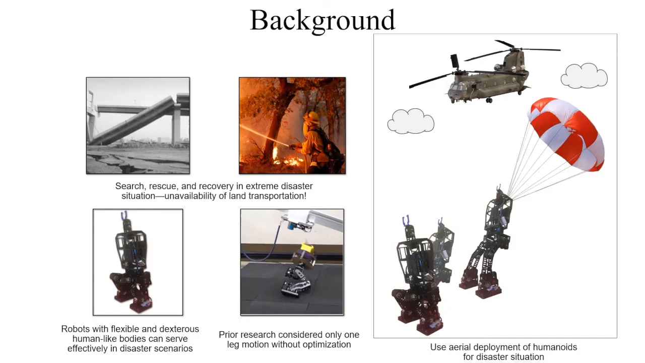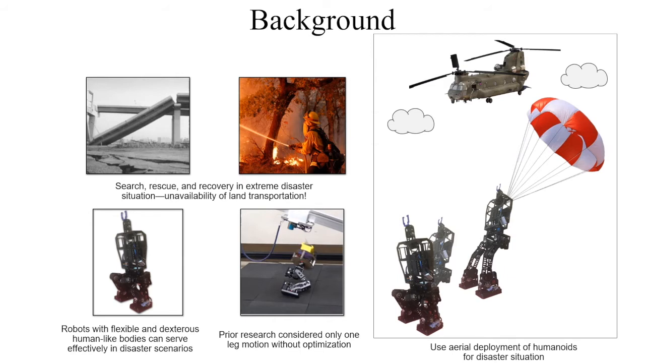Let's talk about the background of this paper first. In an extreme disaster environment, such as earthquake or wildfire, we want to deliver humanoid for rescue mission instead of human to avoid loss of life, because humanoid is built to be flexible as a human being. However, humanoid delivery to a disaster site can be difficult, since land transportation may be unavailable. For example, the bridge may be destroyed by the earthquake, or the road may be blocked by the fire.